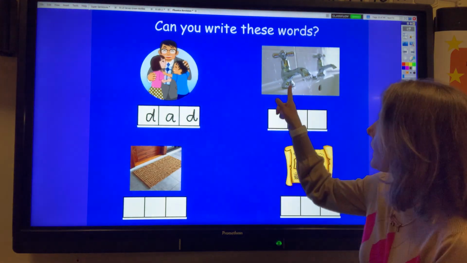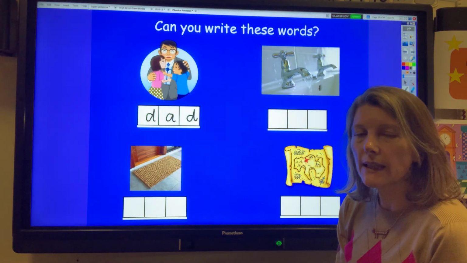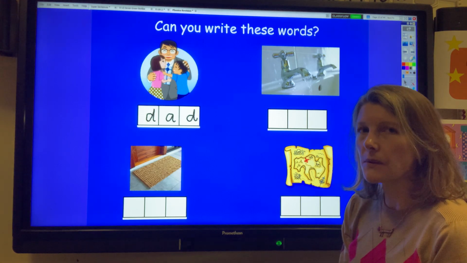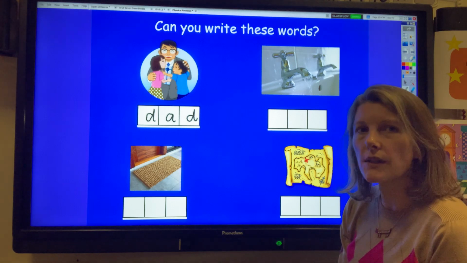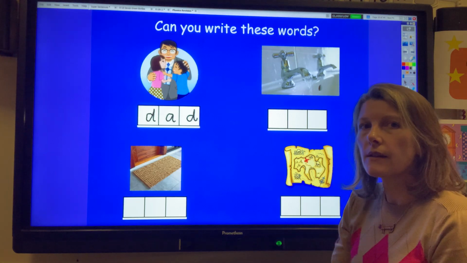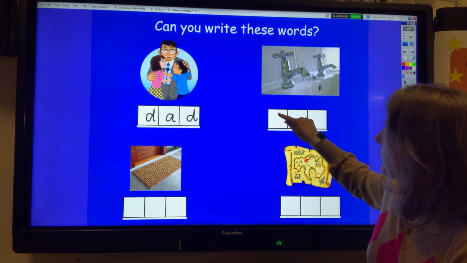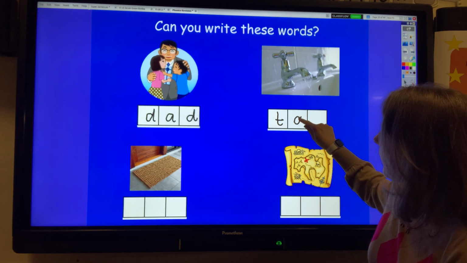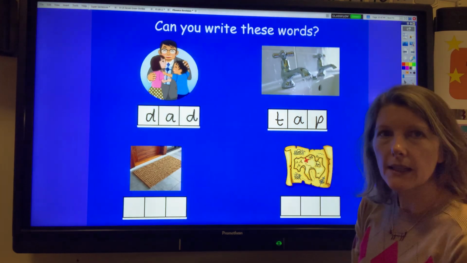So the next one here on this side is tap. Your water comes out of a tap. Let's listen for all those sounds. Tap. So we've got T, A, P, tap. And let's try and write the graphemes that correspond with that. T, A, P. Oh, sorry, that was a bit sticky.